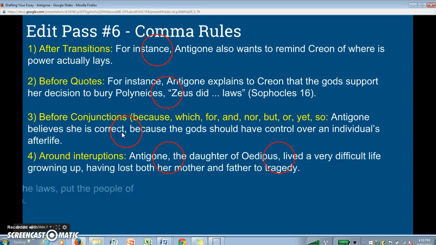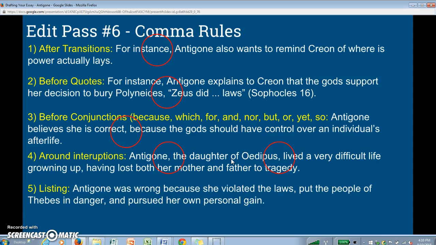Next, around interruptions. So you might be like, what do you mean around interruptions? Take a look at this sentence. Antigone, the daughter of Oedipus, lived a very difficult life growing up, having lost both her mother and father to tragedy. The daughter of Oedipus interrupts my sentence. If it wasn't there, my sentence would still make sense, and therefore I need to put commas around that interruption. And last but not least, make sure when you're listing, you put commas in your list.